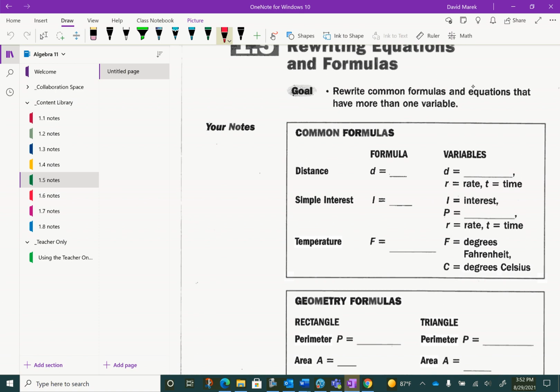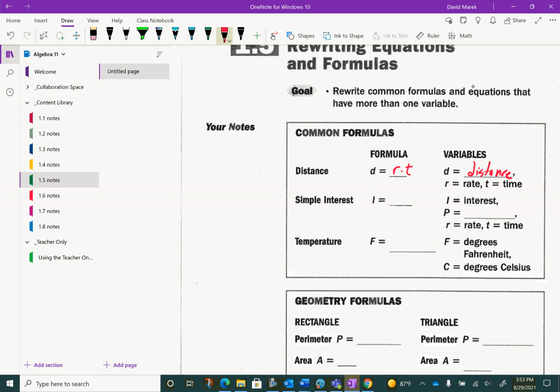D is equal to RT. D stands for distance. So you take your rate times time. Frequently if we're talking about driving, if you're going at 65 miles an hour for 5 hours, that'll tell you the distance that you traveled.